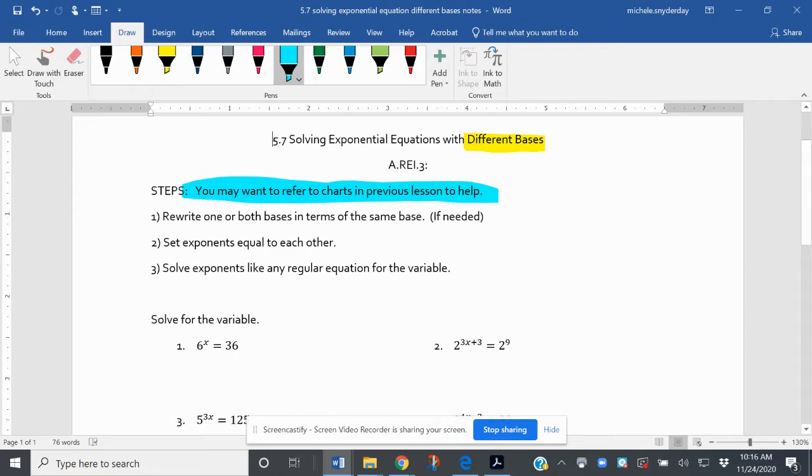Second step is just like we did yesterday, or the last time we met, I should say. We set the exponents equal to each other if we have the same base. We've got to have the same base in order to do this. And then solve your exponents like any regular little equation. Once you get your same bases, it should not be too hard.